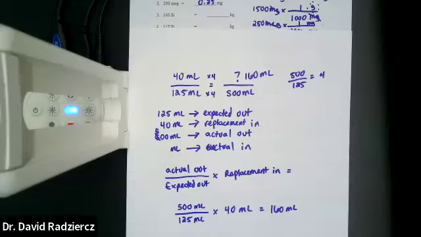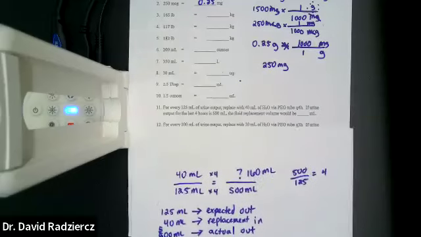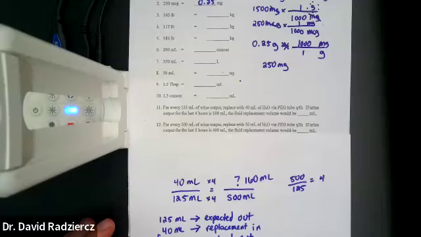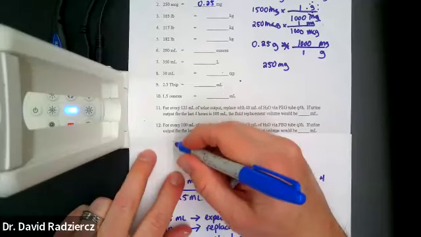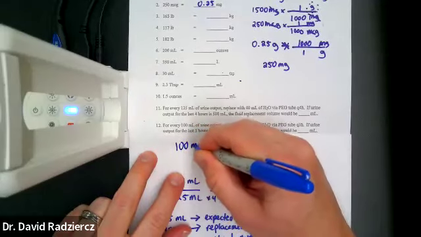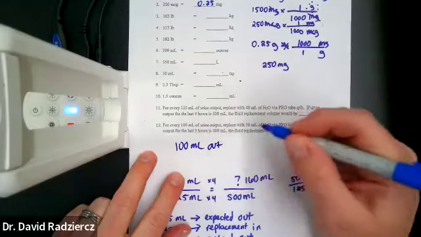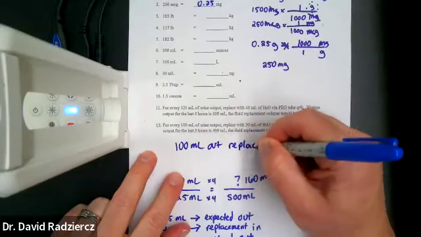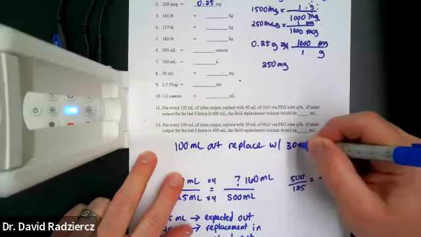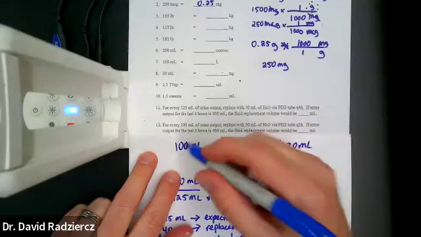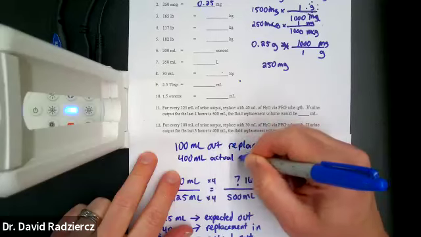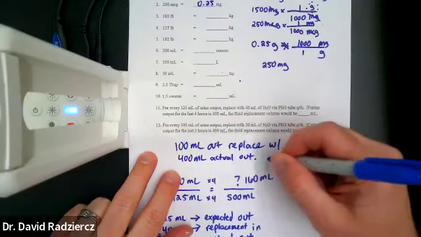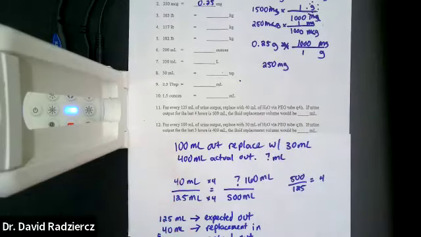So let's try the second one. The second one says, and I'll just write out the important stuff just in case you can't see it. For every 100 milliliters out, replace with 30 milliliters. And then my actual out was 400 milliliters. And then the question is, how many milliliters are we going to give the patient? So try that one.